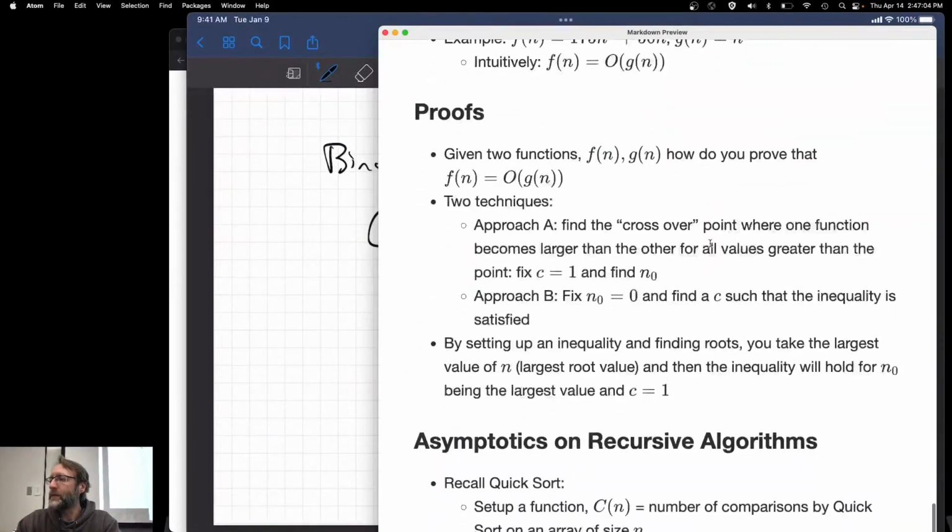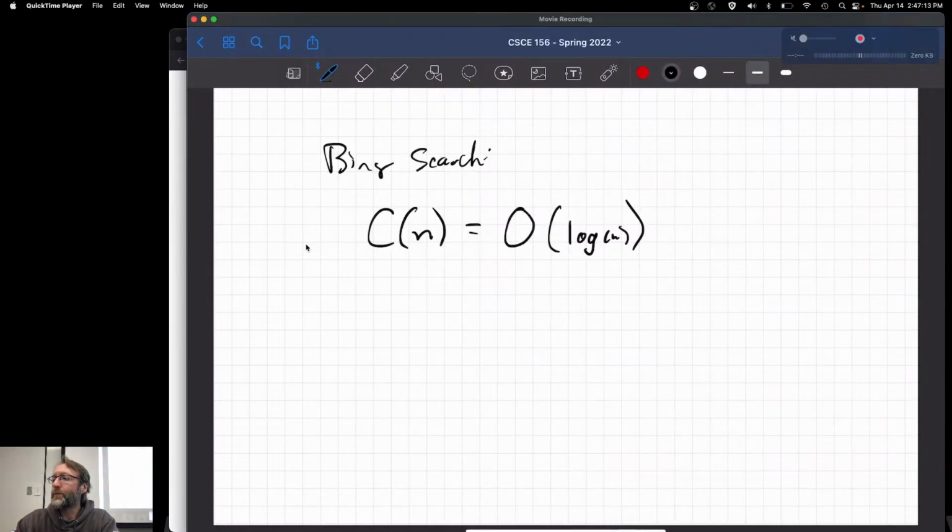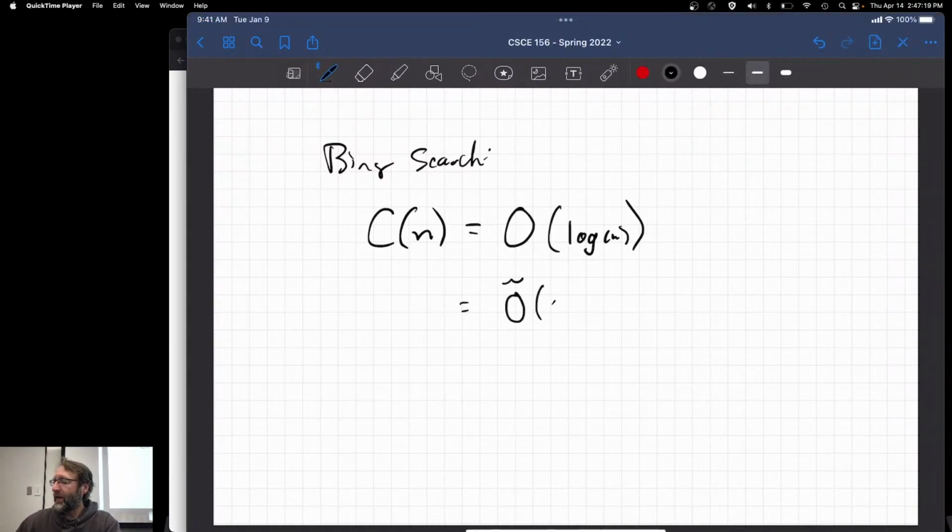Let's see. Good on that. Yeah, go ahead. Because it's big O log, is it basically equal to a constant? If you use that tilde. Yep.